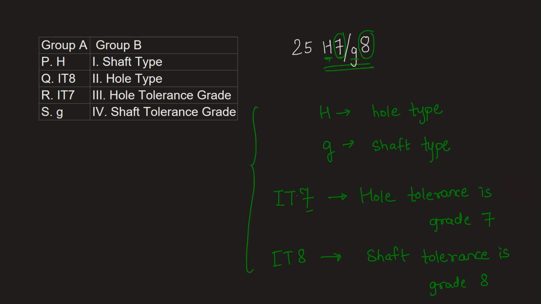Now we can match the appropriate entities in the group. From group A, H is representing hole type, so this is 2. Q, IT8, is representing shaft tolerance grade, so this is 4. IT7, R, is representing the hole tolerance grade, so this is 3. And g represents shaft type, so this is 1. So we have P2, Q4, R3 and S1.